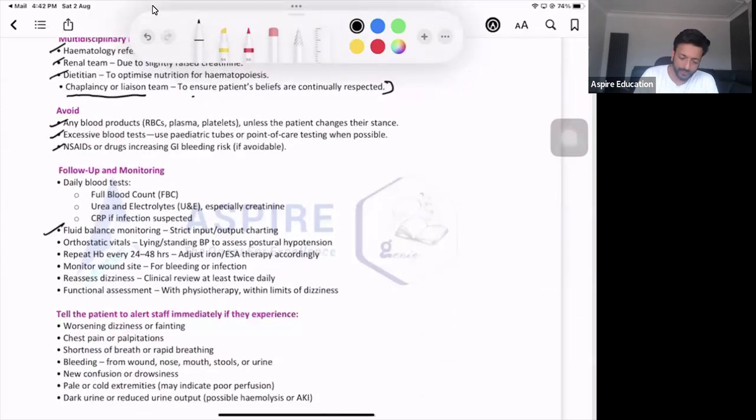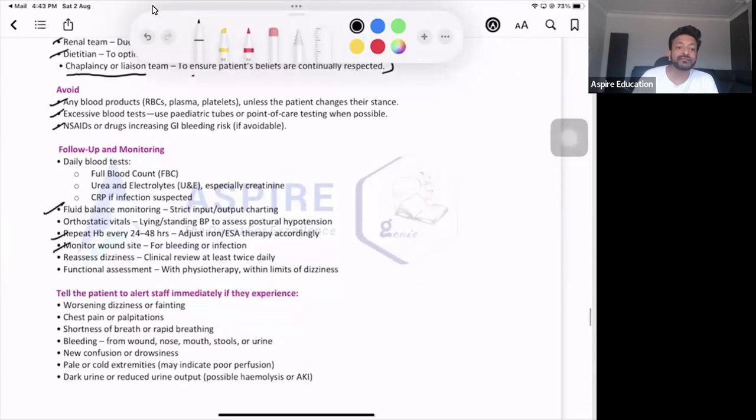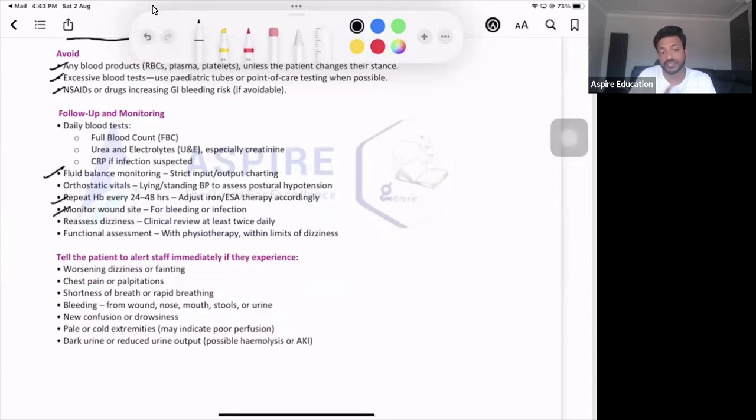So what we do is a fluid balance, I mean input-output chart, and repeat HB every day to see how much iron and how much erythropoietin, so we can go accordingly, monitor the wound site and all those things, right? And give the warning signs as well. If you have got a worsening of dizziness, chest pain, palpitation, shortness of breath, or bleeding from the wound site, just let us know.